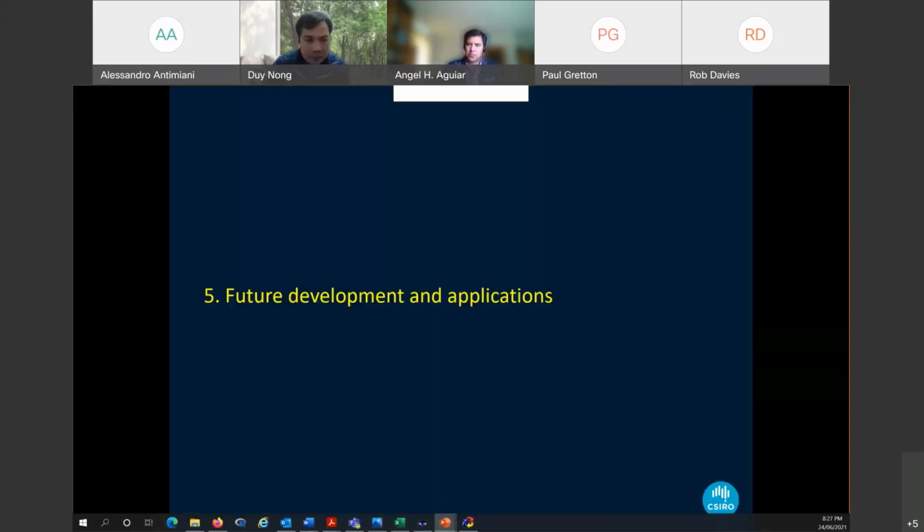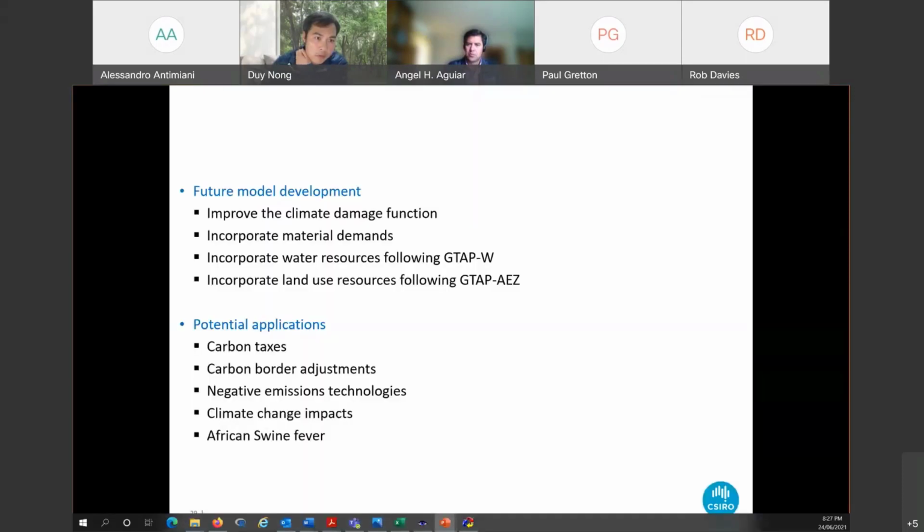And for future model development, we will try to improve the climate damage function, and we also try to incorporate material demand, and also try to incorporate water and land resources following the GTAP-W and GTAP-AEZ model.